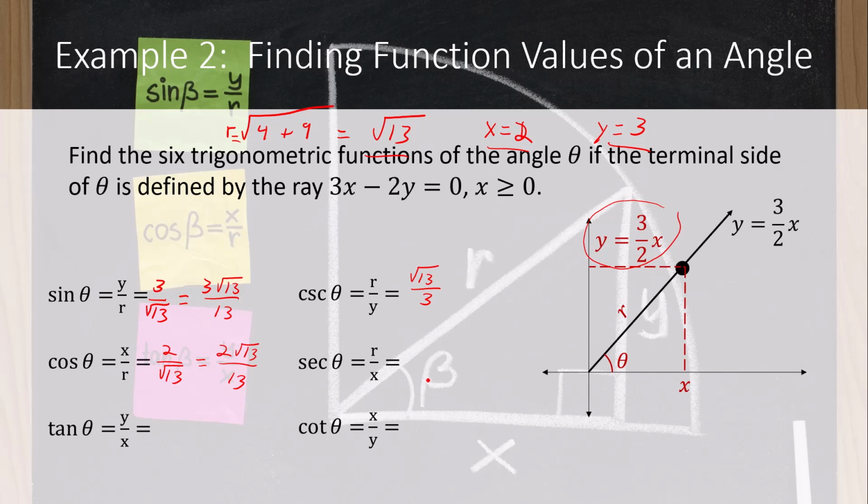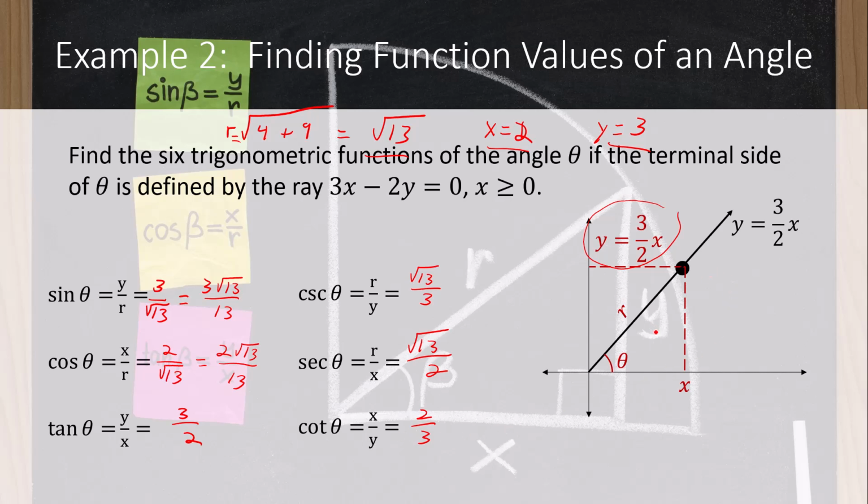And then for secant, that's the reciprocal of that. That will be the square root of 13 divided by 2. Notice that since there's no radical down here, we don't need to rationalize. And then finally, for tangent, y is equal to 3, x is equal to 2. There you go. Tangent of theta here is 3/2. Cotangent is the reciprocal of that, 2/3. So that is an example of an angle in quadrant 1.